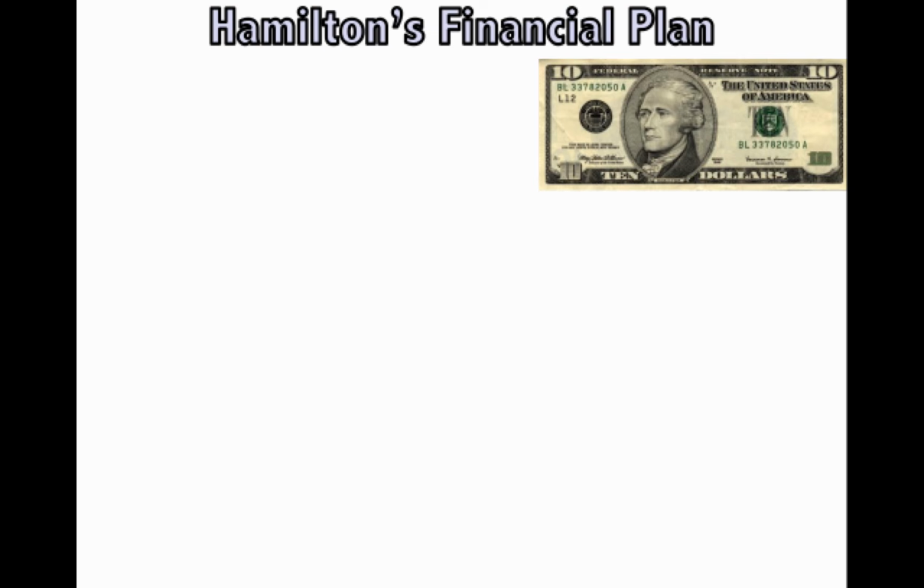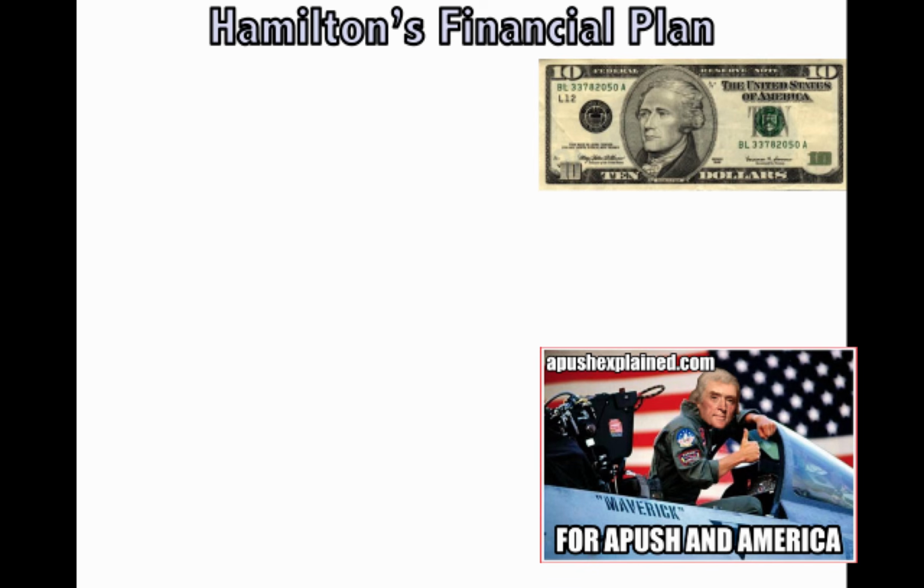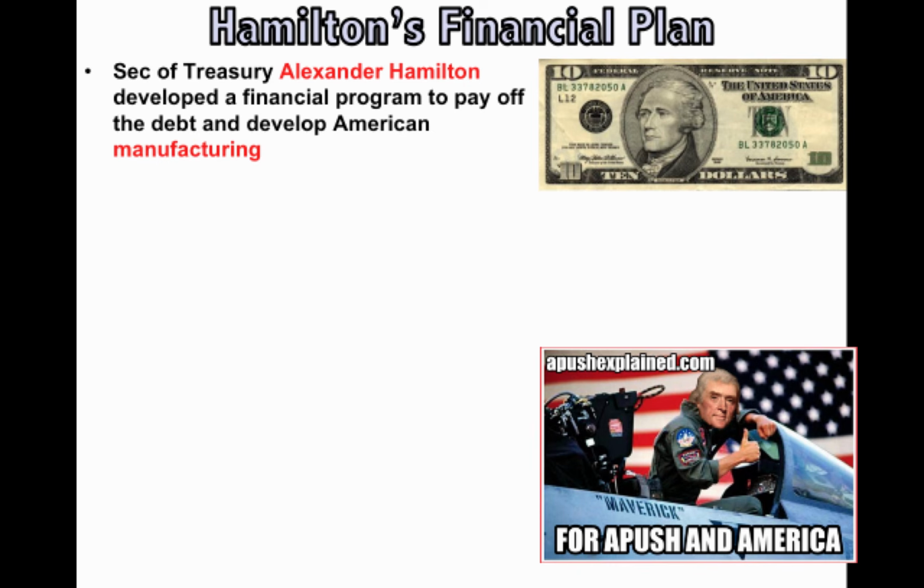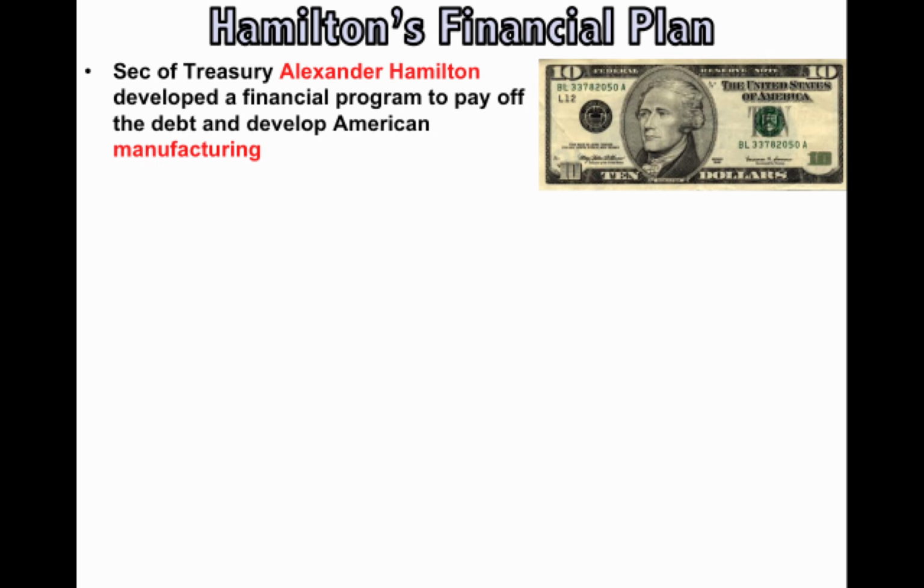Now, one of the most important ideas to understand for this period is Hamilton's financial plan. This guy is a big deal. That's why he was on, or is on, the $10 bill. They're talking about changing this. And Secretary of Treasury Alexander Hamilton developed a financial program to pay off the debt and to develop American manufacturing. Remember, the nation under the Articles of Confederation faced numerous difficulties. Hamilton wants to stabilize the economy, and he's going to attempt to do so through a variety of methods.